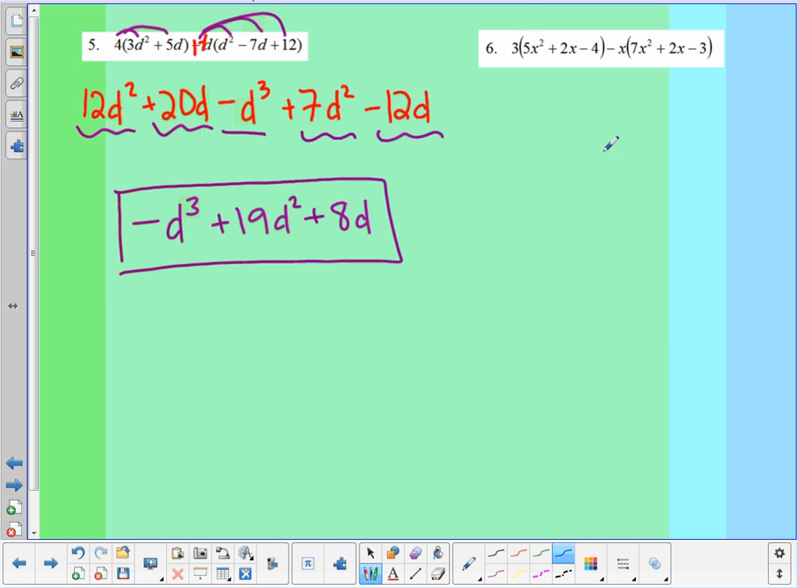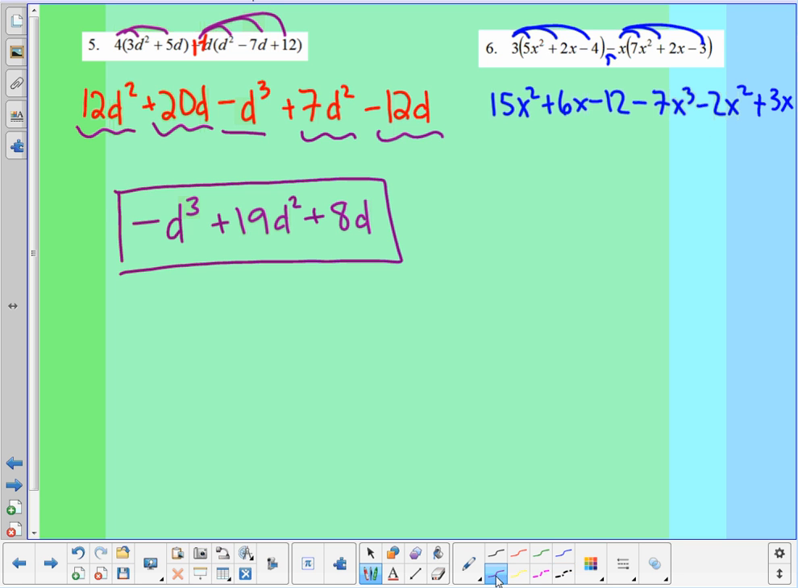So let's take a look at number 6. In number 6, I have a 3 that needs to go to everything in the front. So I have 15x squared plus 6x minus 12. Then I have a negative x that goes to everything behind it. Don't forget to bring that negative with it. That negative is there. It's going to change the stuff behind it. So negative x times 7x squared is negative 7x to the third. Negative x times 2x is negative 2x squared. Negative x times negative 3 is positive 3x. Negative times negative is positive.